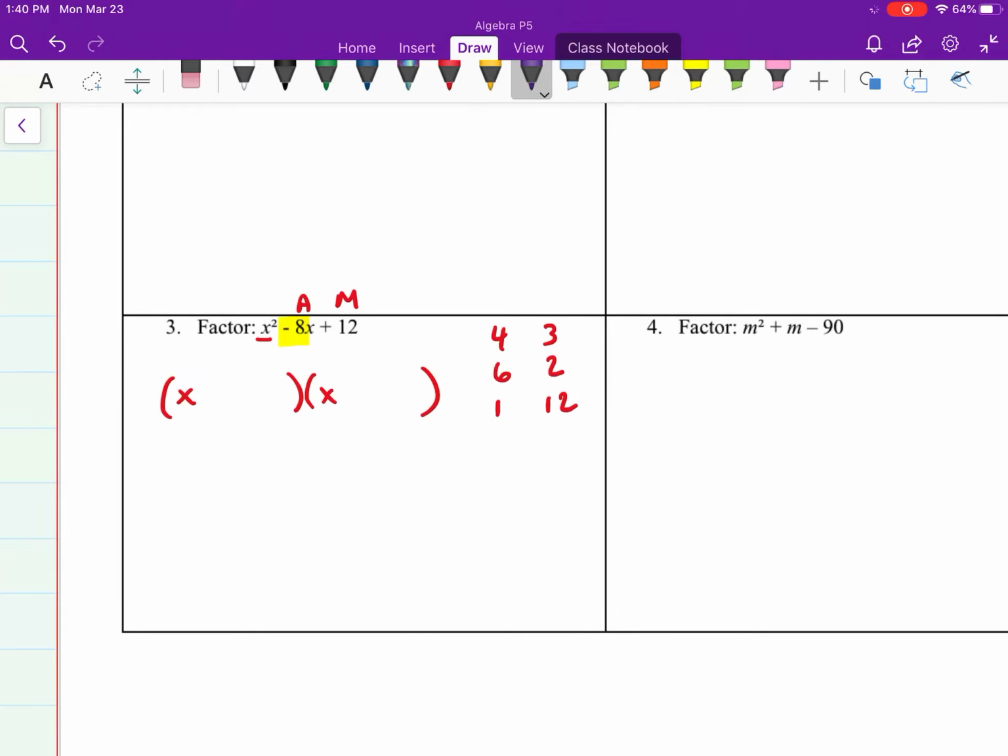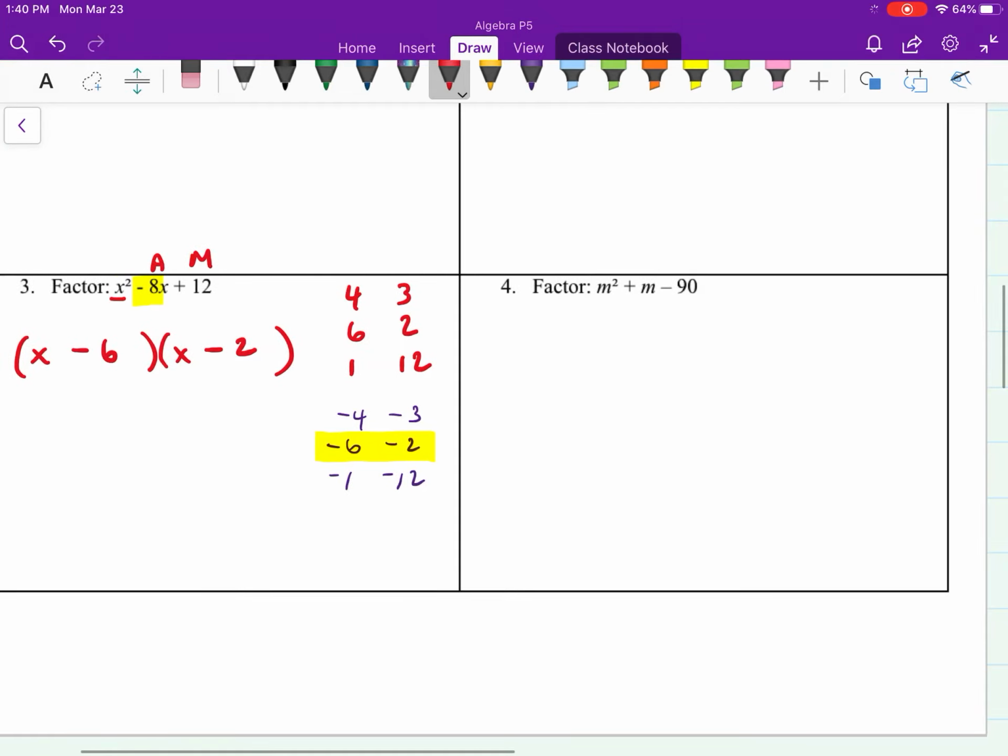That's because we didn't realize that I can also have two numbers multiply to be positive 12, like negative 4 times negative 3, negative 6 times negative 2, negative 1 times negative 12. So which one of these combinations are numbers that multiply to positive 12? Well, they all do, but also add up to negative 8. And if you're looking at this one, that's correct. Negative 6 and negative 2 multiply to positive 12 and also add up to negative 8.